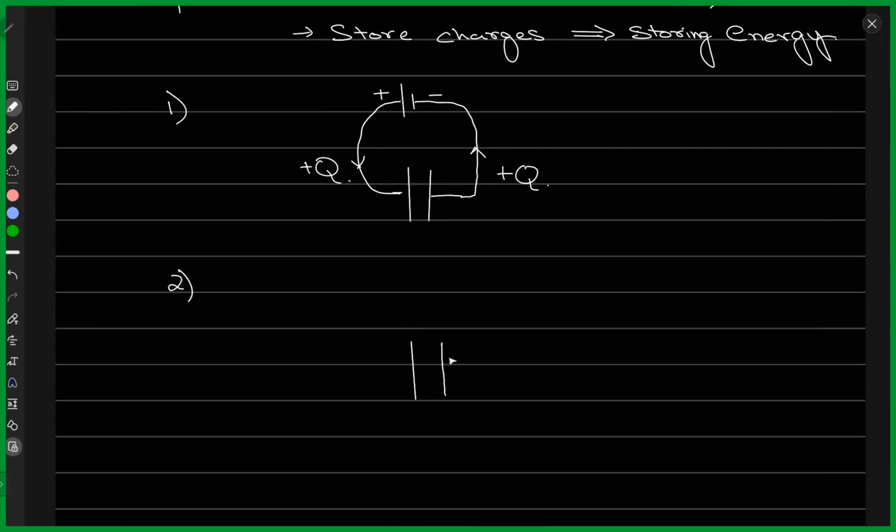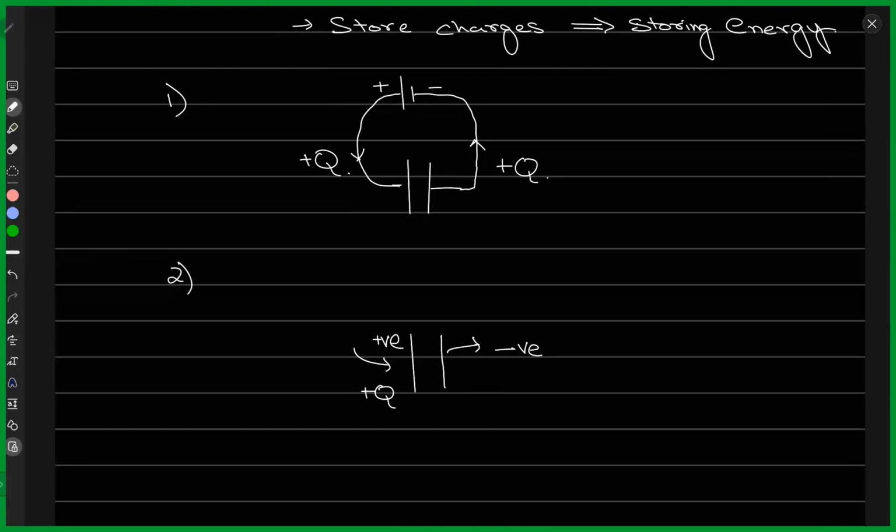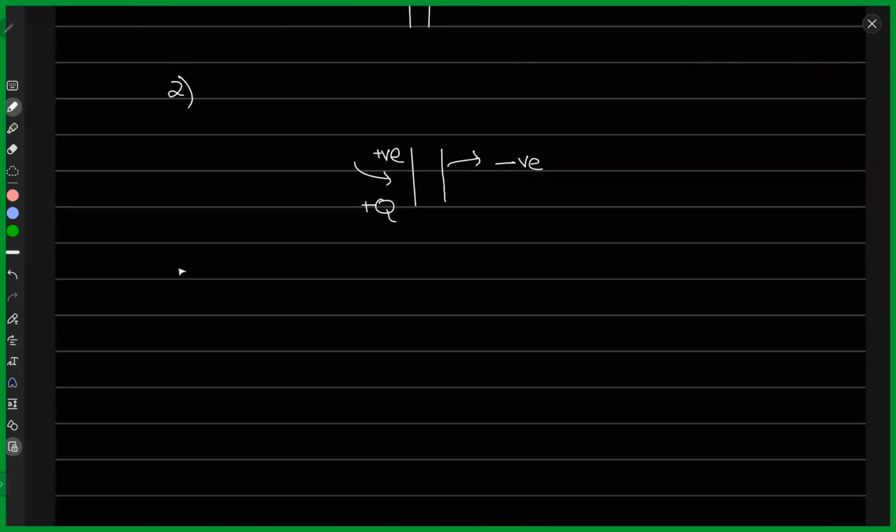This plate is net negative charge. Why? Because one positive charge left this plate, and the other plate gained that positive charge. So this plate will be a net positively charged plate, right?